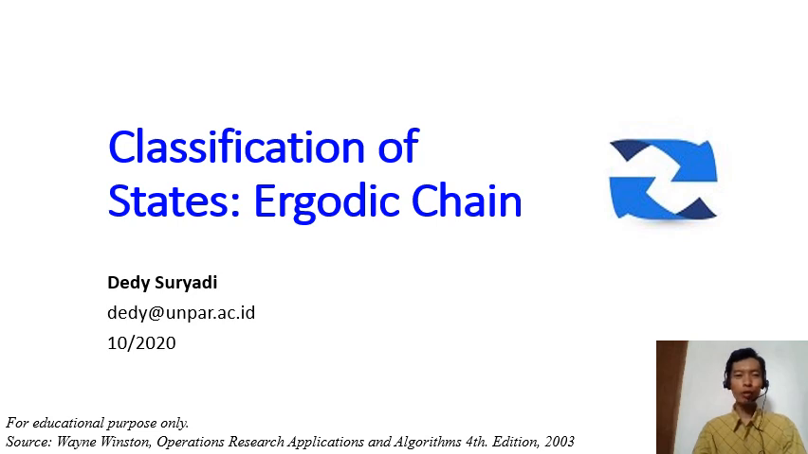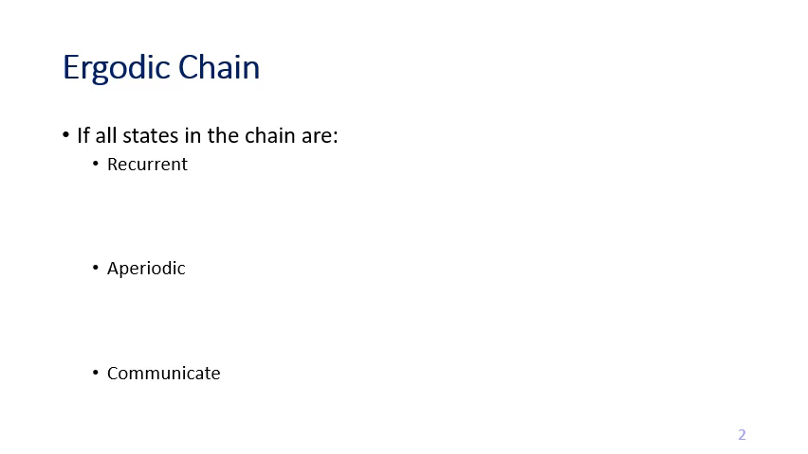In the previous video, we've talked about the classification of states. There are several categories. Now we are going to use them to define a special type of Markov chains, which is called an ergodic chain. Let's see what it is. We have an ergodic chain if all states in the chain are recurrent, aperiodic, and communicate.